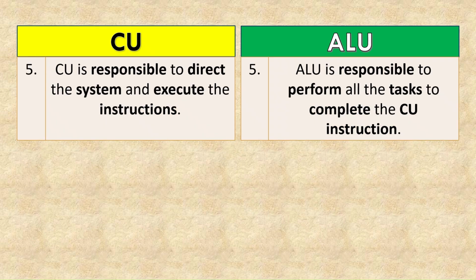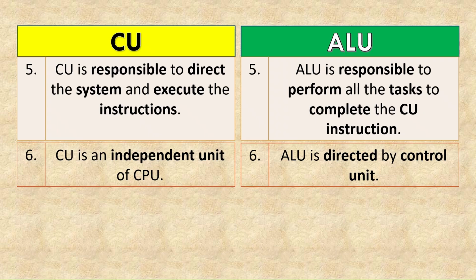CU is responsible to direct the system and execute the instructions. ALU is responsible to perform all the tasks to complete the CU instruction. CU is an independent unit of CPU. ALU is directed by the control unit.